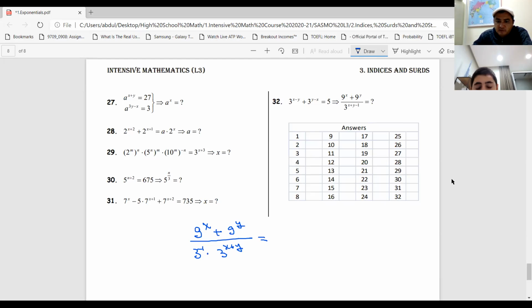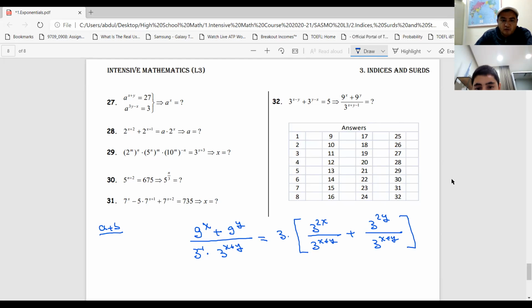It goes up. So here we have 3, right? And here we have, I can write it as 3 to the power of 2x over 3 to the power of x plus y. This 3 to the power of x plus y is a common factor, plus 3 to the power of 2y over 3 to the power of x plus y, right? I'm just using this idea: a plus b over c is equal to a over c plus b over c.